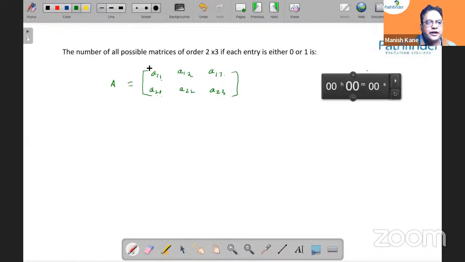Now there are 6 elements and each element can have only 2 possibilities. So I can select this element in 2 ways, the second element in 2 ways, the third element also in 2 ways, and so on. I can select all the 6 elements in 2 ways each. Therefore, the total number of ways is 2 to the power 6. And therefore, the total number of matrices also will be 2 to the power 6, which is equal to 64. So this is a test of your basic knowledge of matrix and basic knowledge of the fundamental principle of counting, which we did towards the end of yesterday.